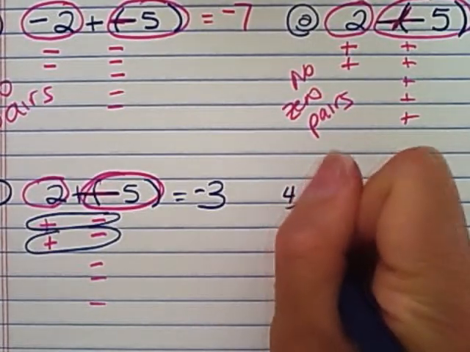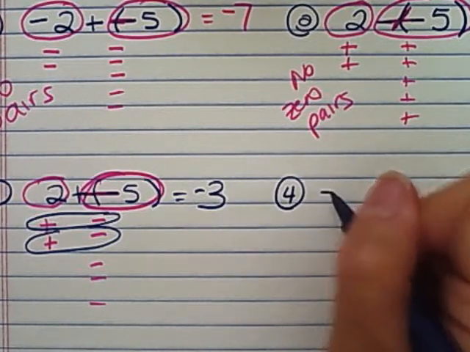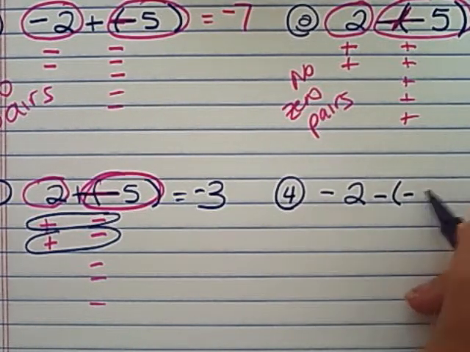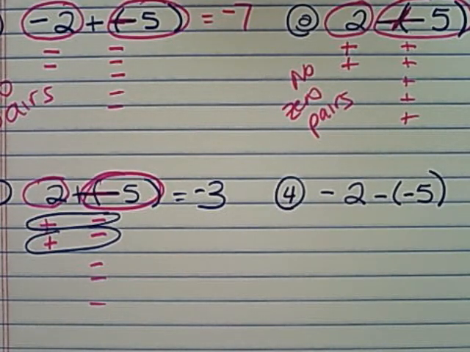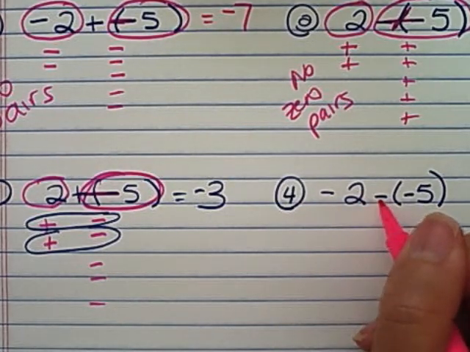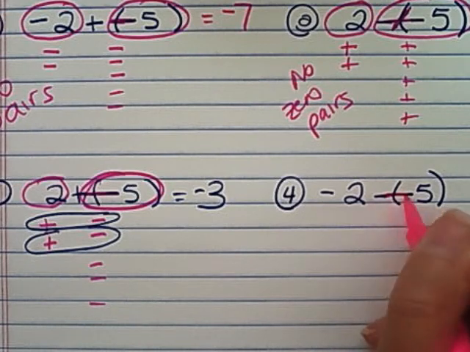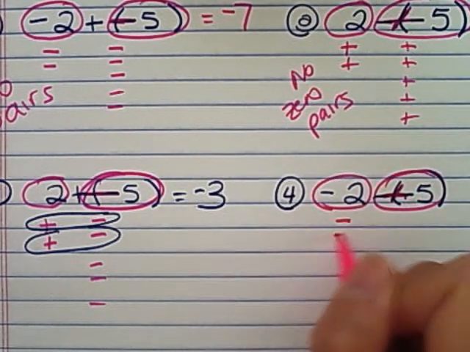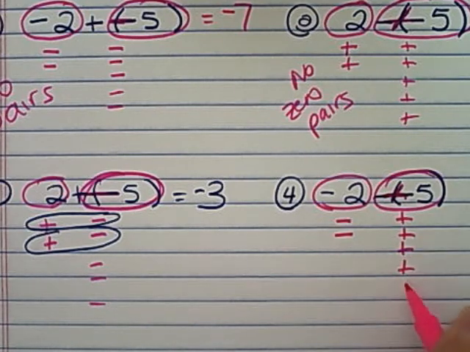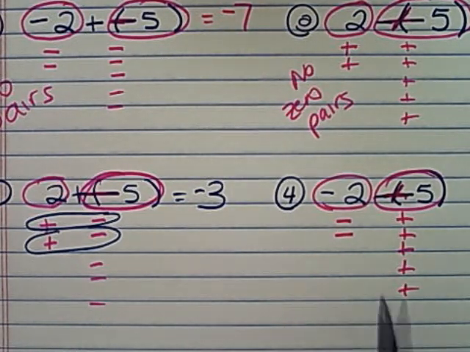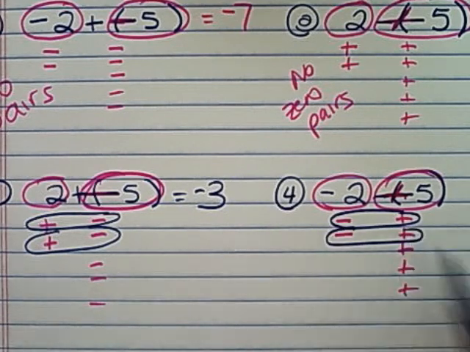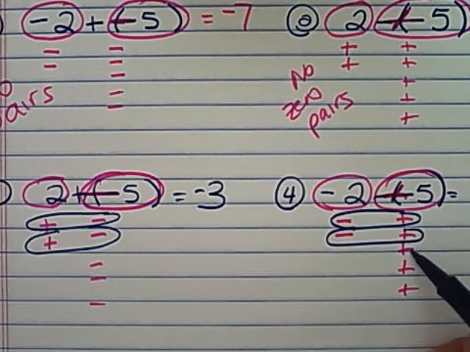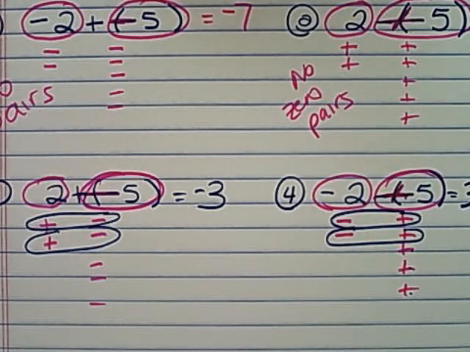Problem number 4 is negative 2 minus negative 5. And again, this is just like a problem we just did. What do we do when we have a minus a negative? Minus a negative just means plus. So we're going to change that minus negative, the double negative, to plus. So now we have a negative 2 and a positive 5. And then you can circle zero pairs. And what's left is 1, 2, 3 positives, positive 3.